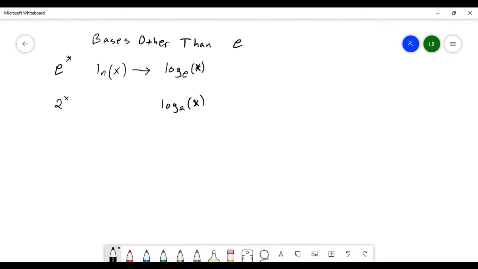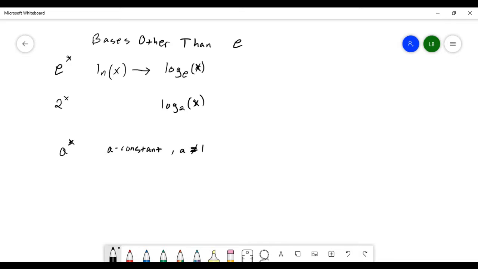Derivatives and integrals aren't quite the same, but they're very similar. Let's say we had just a generic a to the x, where a is some constant other than 1. Because if we had 1 to the x, well, that would just be 1 no matter what number we put in it.